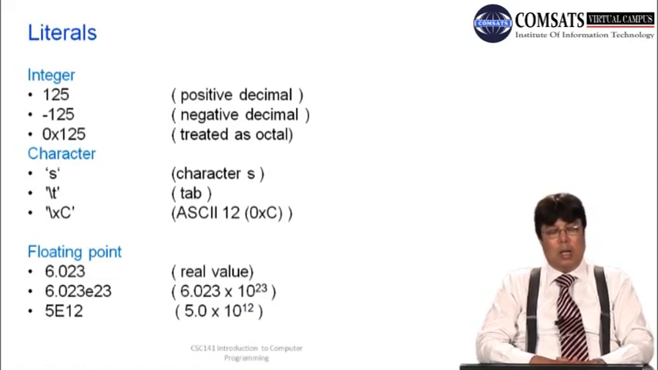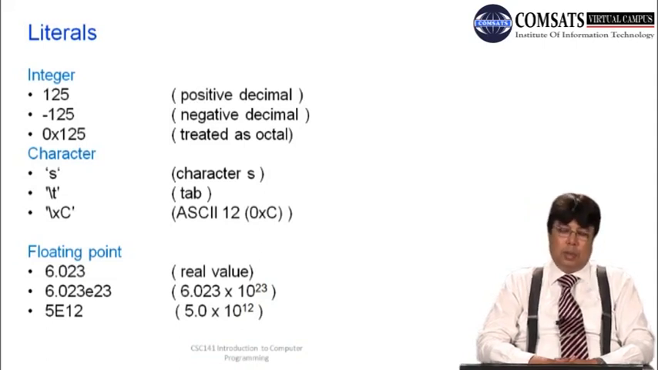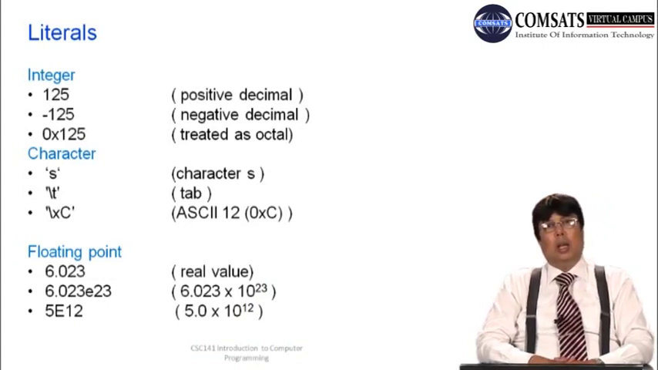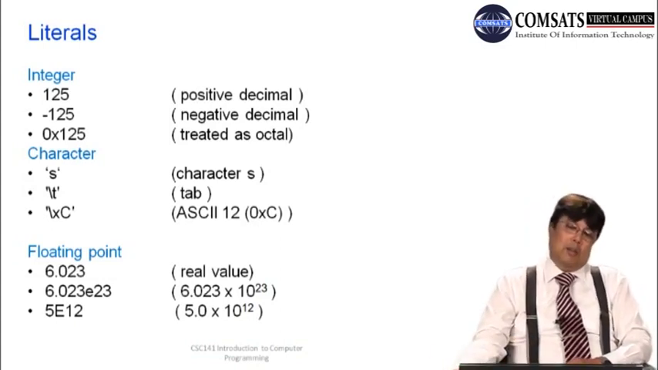You can use floating point 6.023, or you can use 6.023 into 10 to the power 23. You might remember this is a special number. You can also use 5e12. This is another notation, 5.0 into 10 to the power 12. So you can assign these literals a name by using the const keyword or by using the define directive.